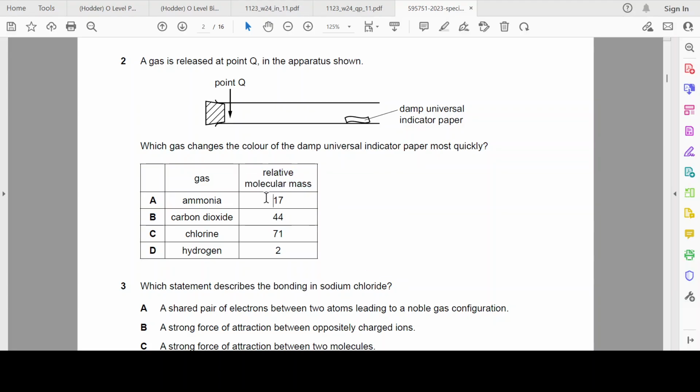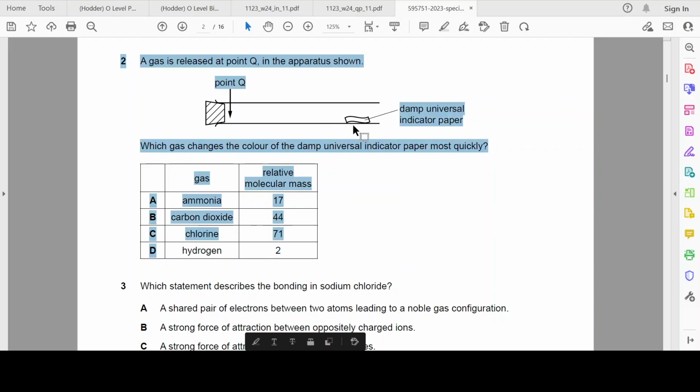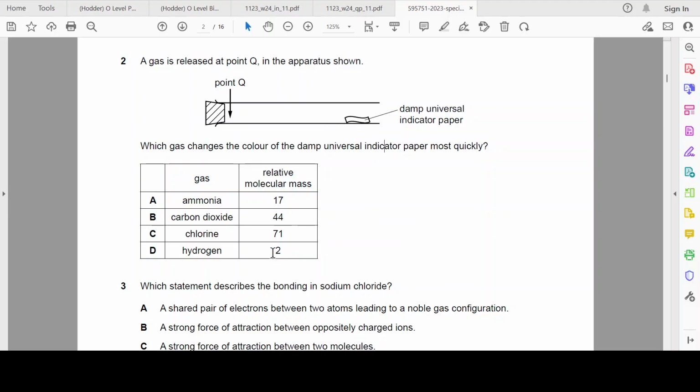And so what we're looking for is the lightest particle. Now the lightest particle is hydrogen, but hydrogen is not going to do anything. And so you'd be tempted to say, oh, it's going to be hydrogen, hydrogen is going to travel the fastest. It is, but it won't change colors. Exactly. So it's ammonia. It will turn damp red litmus paper blue.